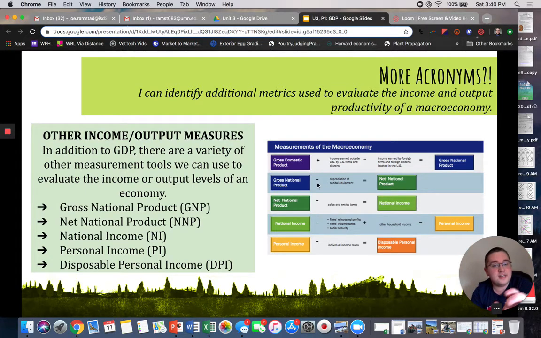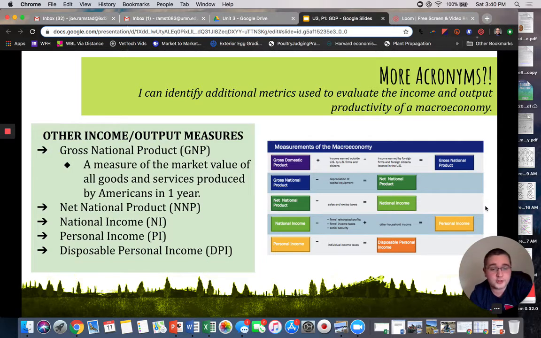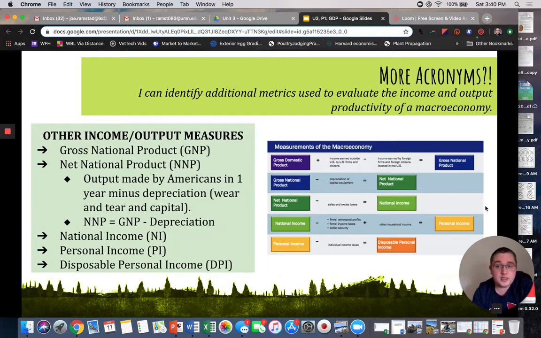So you can kind of see how all of these different equations or metrics flow together. Okay, so we're going to walk through each one of these individually. GNP is a measure of the market value of all goods and services produced by Americans in 1 year. Okay, so all goods and services produced by Americans in 1 year. Net national product, or NNP, is the output made by Americans in 1 year minus depreciation.